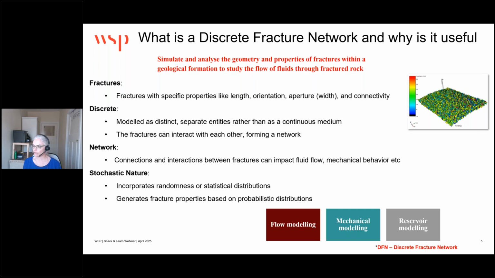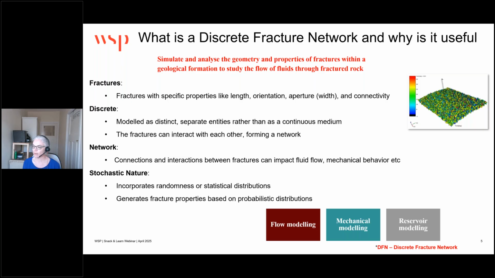The term discrete refers to the fact that fractures are modeled as distinct, separate entities rather than as a continuous medium. The fractures can interact with each other, forming a network. The connections and interactions between fractures can impact fluid flow, mechanical behavior, and other properties of the material.